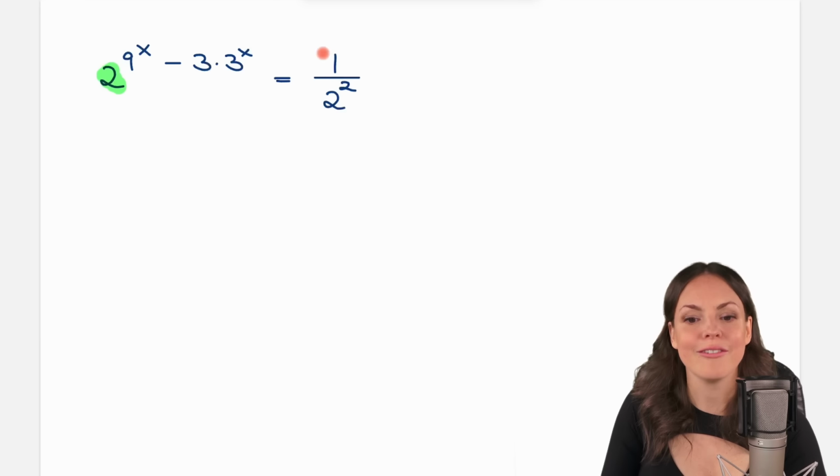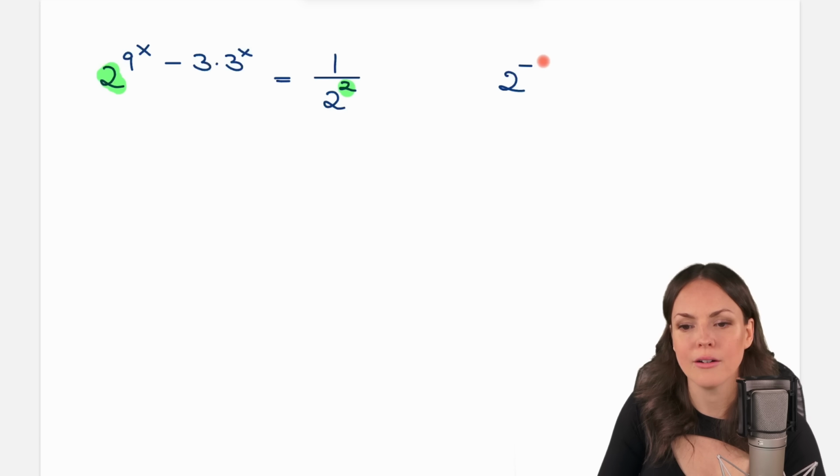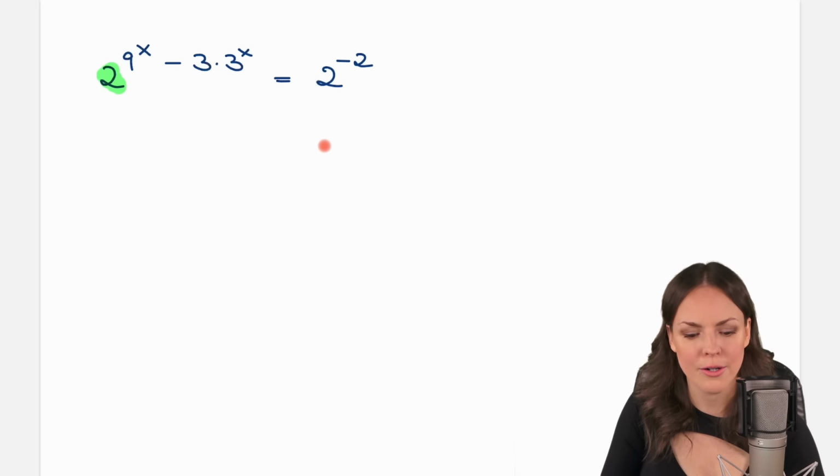But on the right side, we have a fraction. On the left side, we have a power. But we can always write a fraction as a power as well. We have 1 over a power, and we can always take the power, so the 2 to the power of, but then I have to make this exponent negative. So instead of the 2, I'm going to write down a negative 2. So instead of this fraction, I can write it as this power.